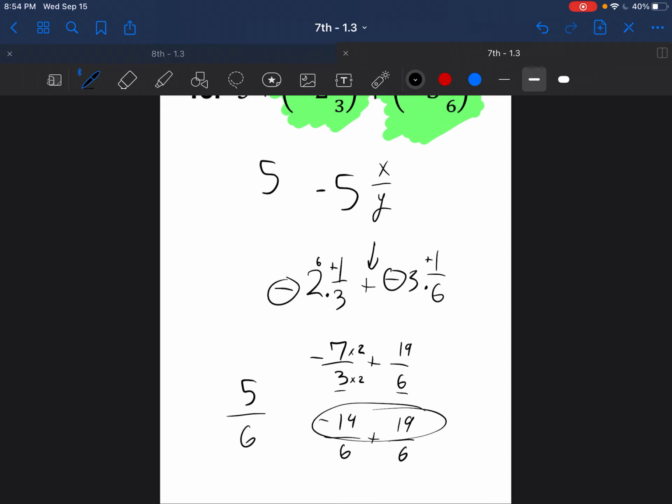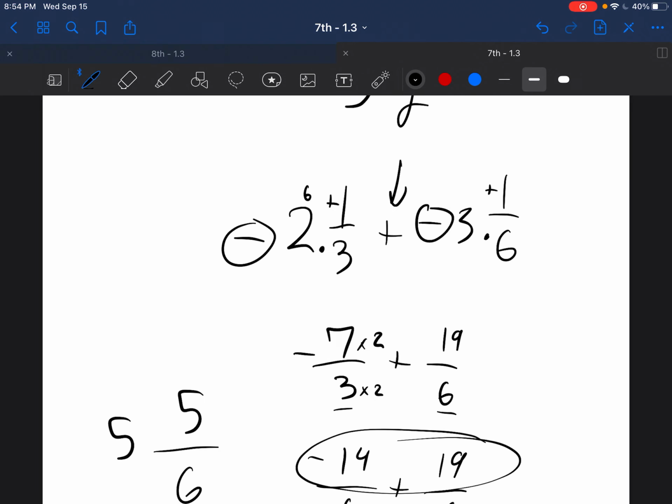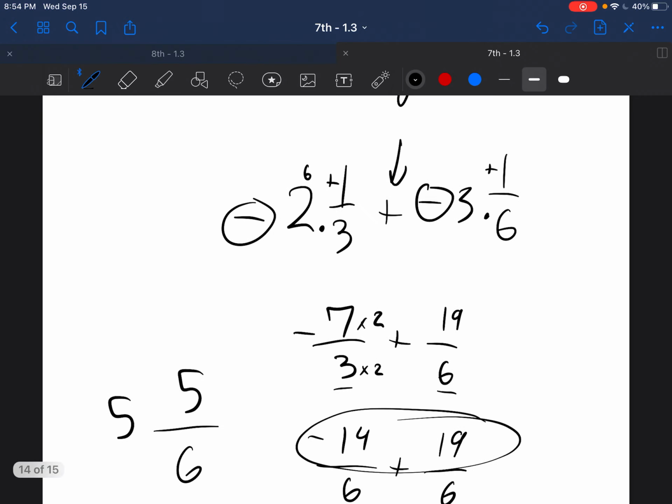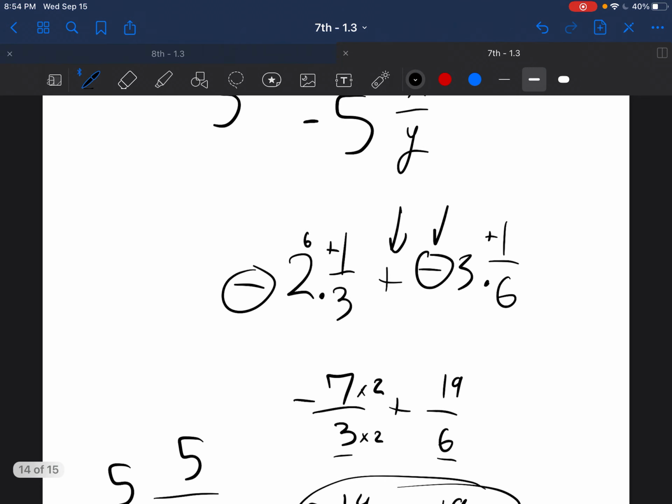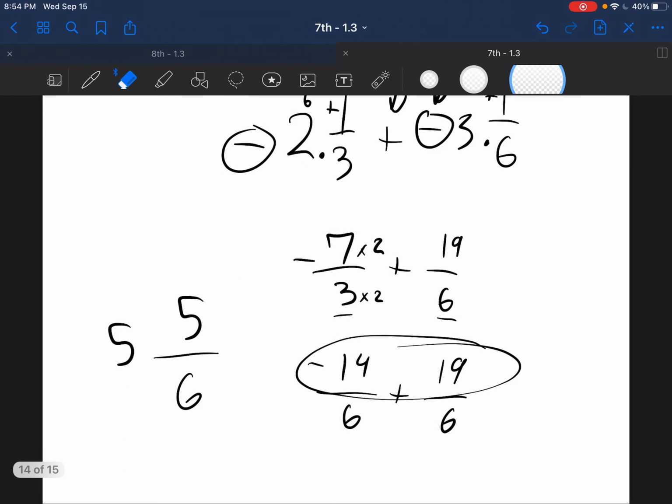Okay. Where am I at? Yeah, so you get 5 and 5/6. No, I did something wrong. What did I do wrong here? 3 times 2 is 6. 6 plus 1, 7. 6 times 3 is 18. Plus 1 is 19. 19/6. Combine like terms. Oh, negative. Check this out. It's supposed to be a negative. I don't know if you guys noticed that. I didn't notice it. That's what happens if we don't write it down.